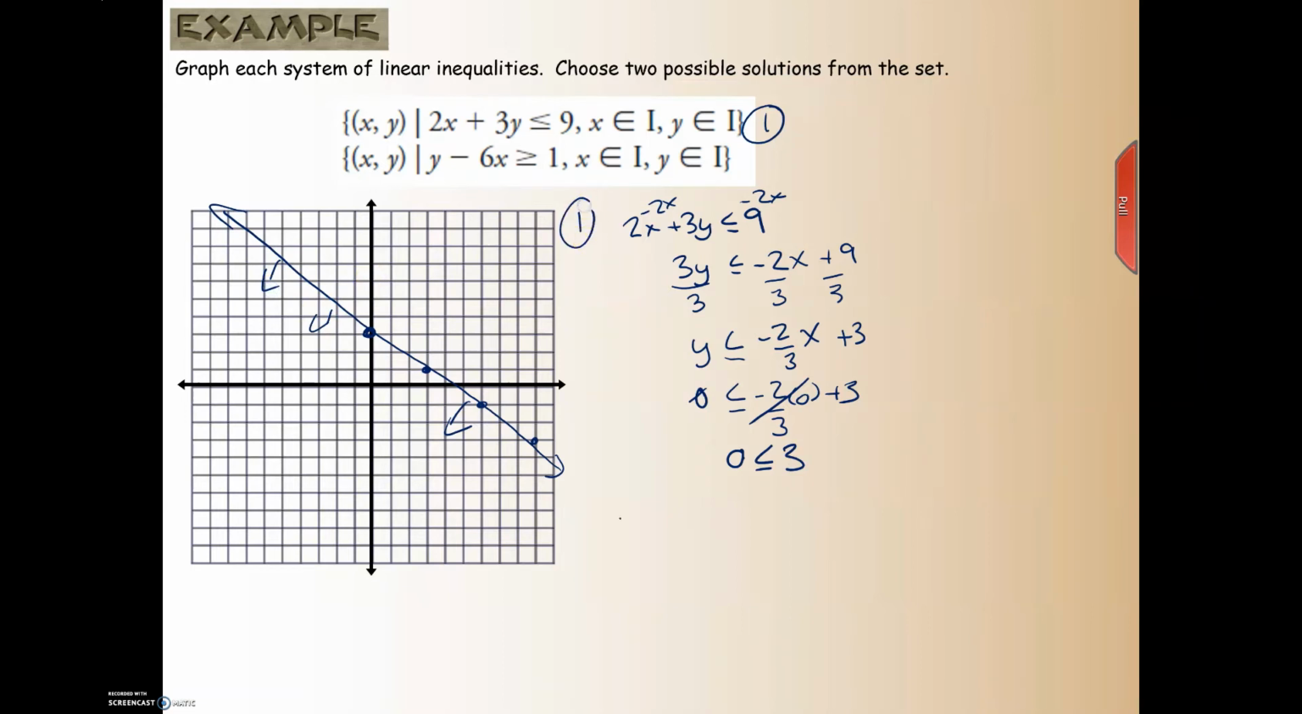All right, line number 2. y minus 6x is greater than or equal to 1. So I'll move over that 6x by adding 6x to both sides. My y-intercept is 1. My slope is 6 over 1, so I go up 6 over 1. 1, 2, 4, yep.